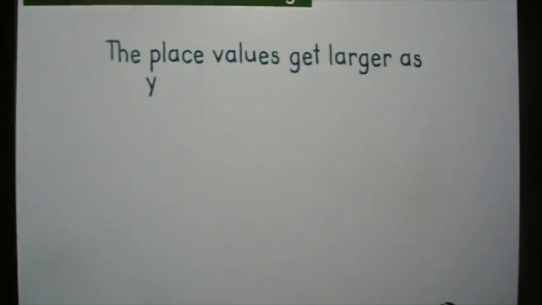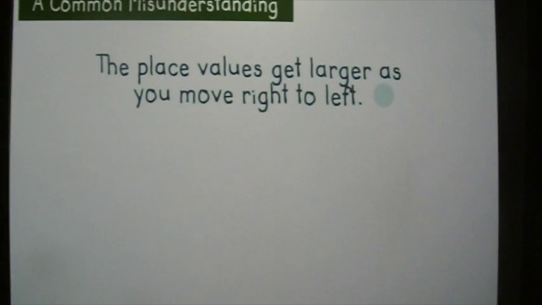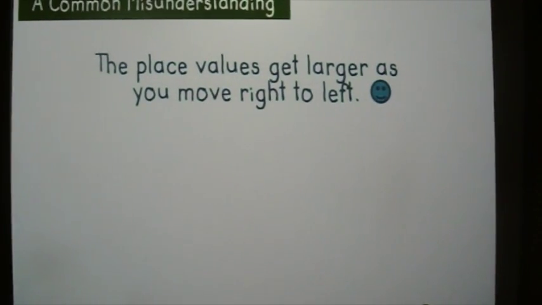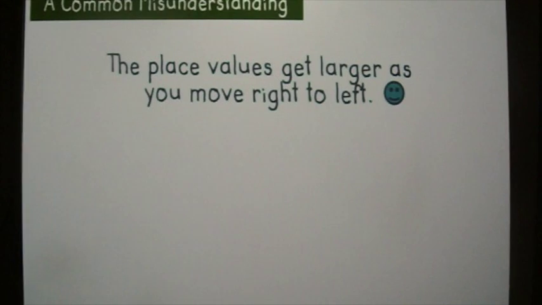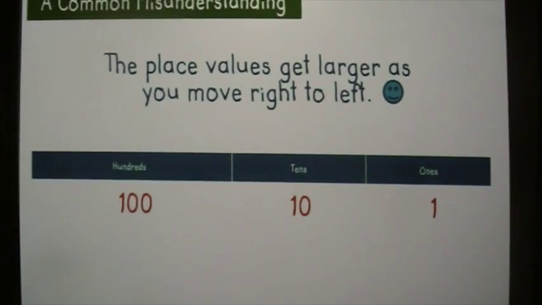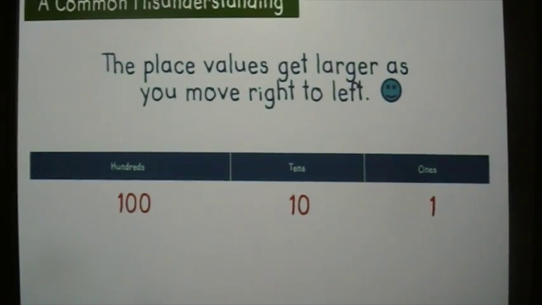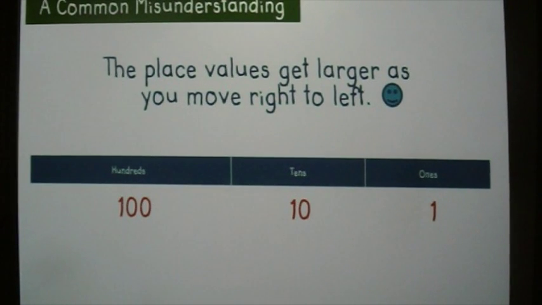It can get confusing to remember that numbers represent different values. The value of each digit in a number depends on its place in the number. The value of the digit in the tens place is larger than the value of the digit in the ones place. So this chart is showing you the values of each digit in each place.